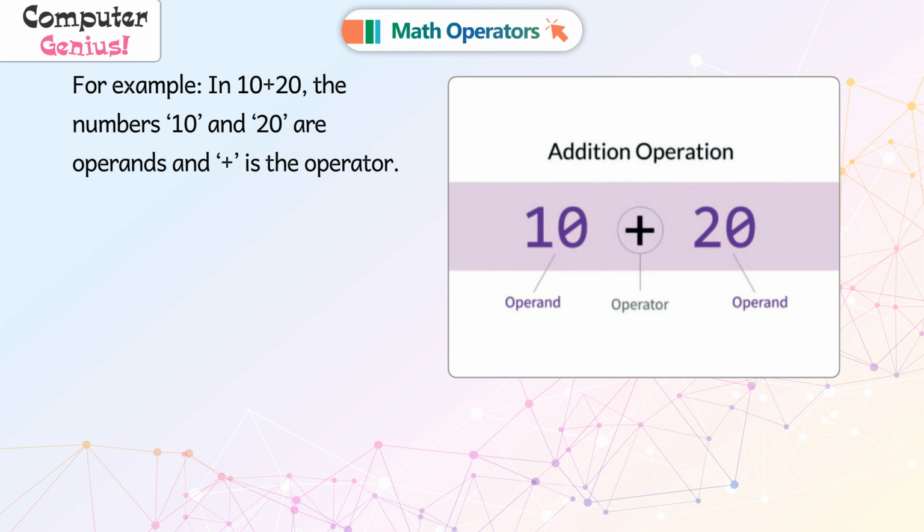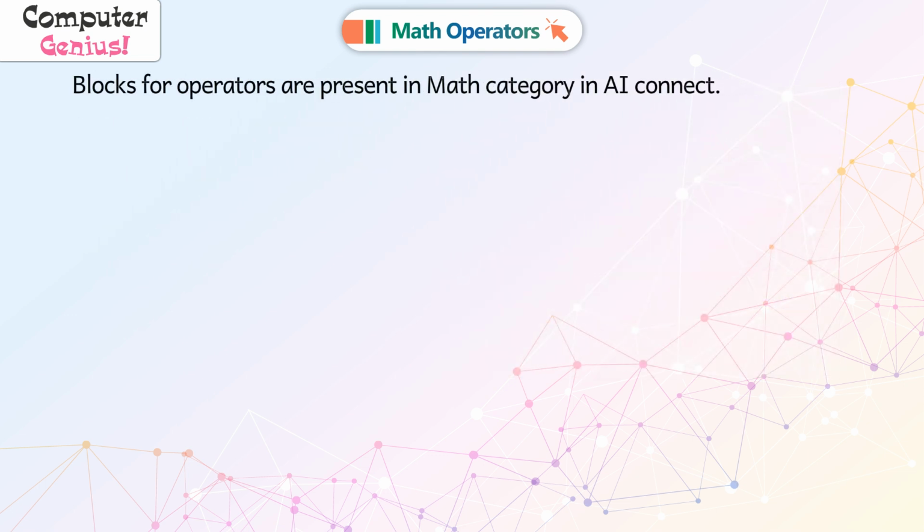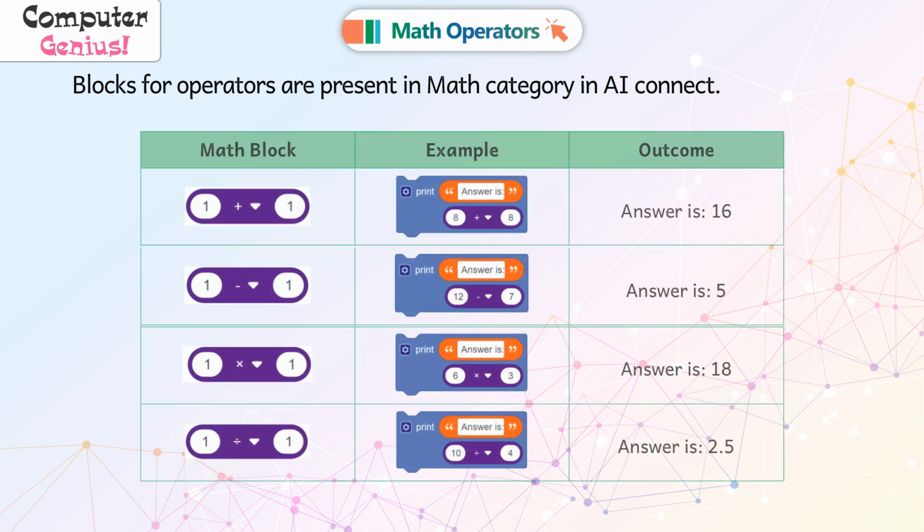For example, in 10 plus 20, the numbers 10 and 20 are operands and plus is the operator. Blocks for operators are present in math category in AI_CONNECT.